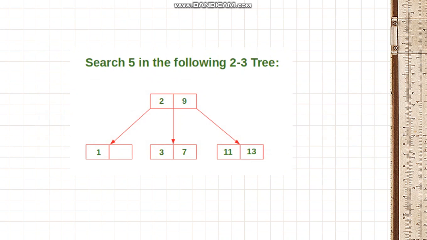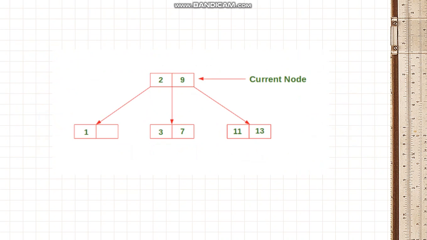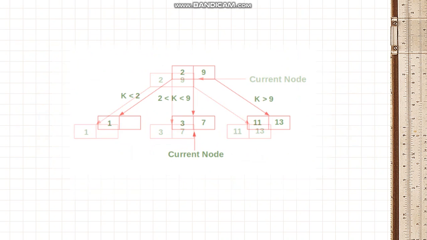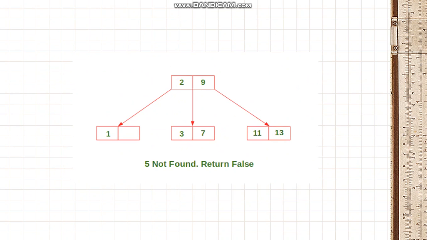Searching for a value in a 2-3 tree is similar to searching in a binary search tree. We will try to search for value 5 in this tree. We will begin our search from the root node. 5 is not present in the root node. Now 5 is greater than 2 and less than 9, so we will proceed to the middle subtree. Since the node does not have 5 and it does not have a child node, we will conclude that 5 is not present in the tree.